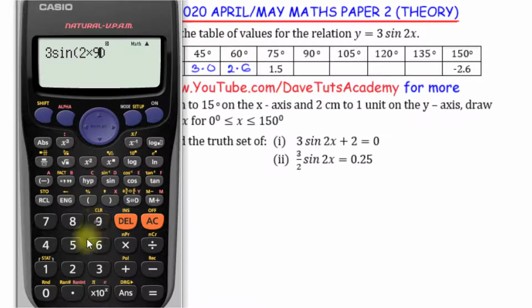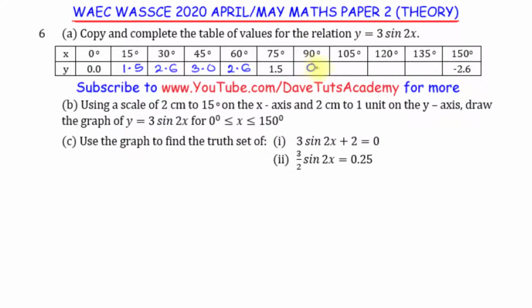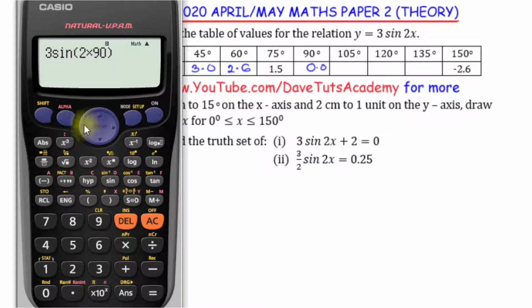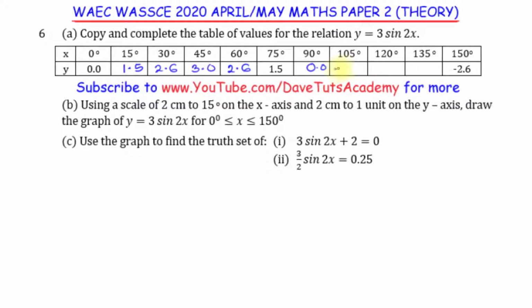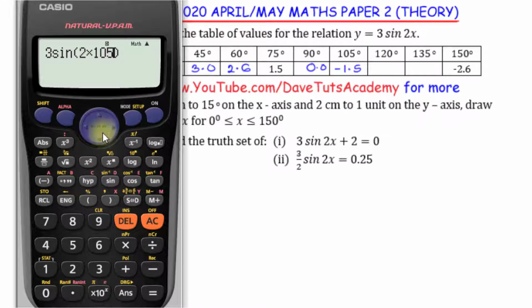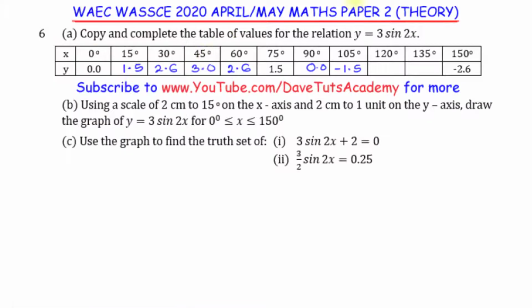When x is 90, what's the value for y? Y will be 0. So this is 0.0, just like they did here in the first case. So when x is 105 degrees, y is minus 1.5. And then when x is 120 degrees, you can see I'm being consistent such that I'm not going to make the mistake of forgetting to multiply by 2. So this is going to give me minus 2.6 in one decimal place also.